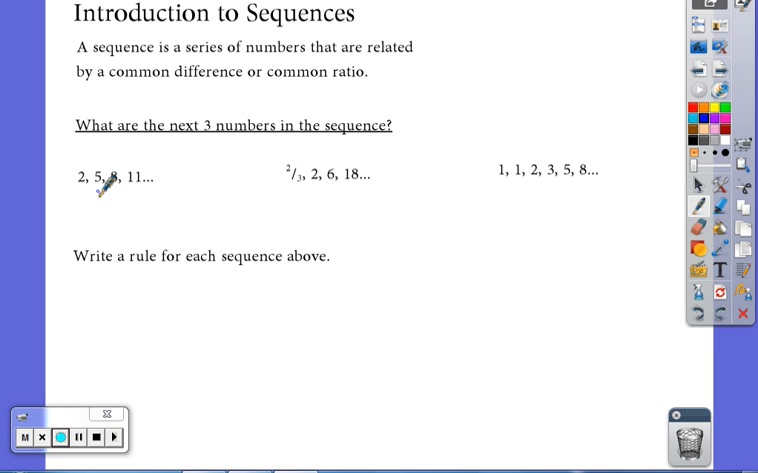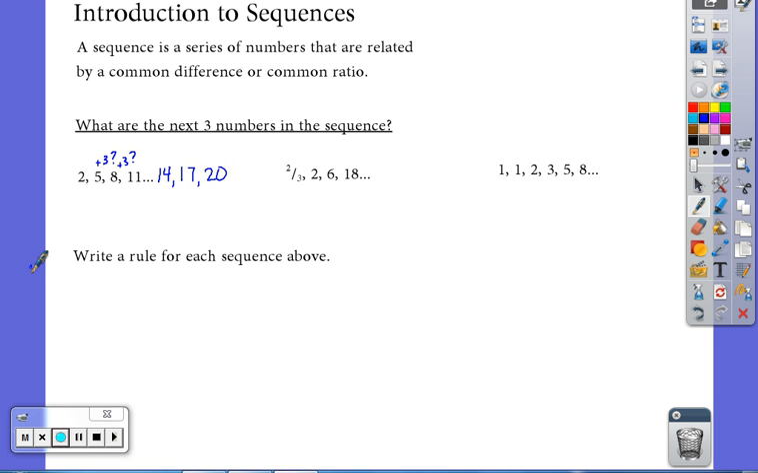Now, with a sequence, typically you want that same pattern to exist throughout the sequence. So then, does 5 plus 3 equal 8? Does 8 plus 3 equal 11? And if those are true, then plus 3 would be the common difference in this sequence, and that's true. So the next three terms then would be 11 plus 3, which is 14, plus 3, 17, plus 3, 20.